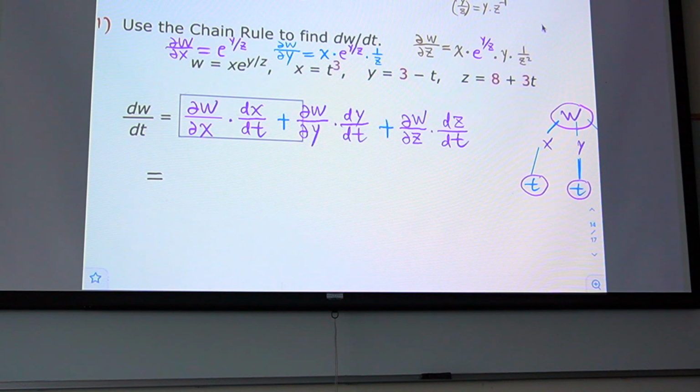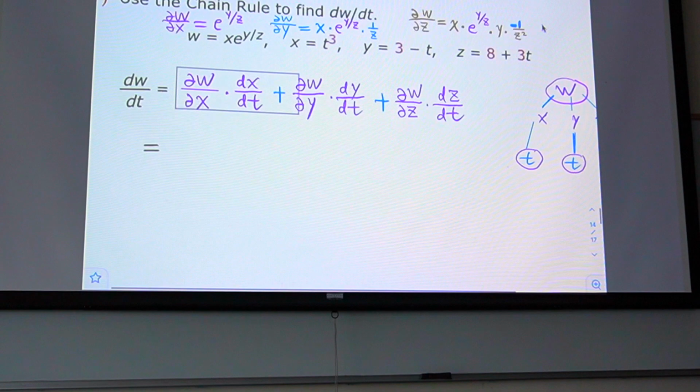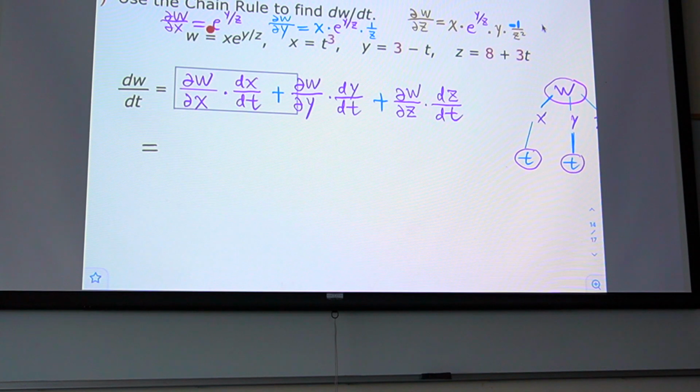Okay, now you just need to substitute. So let's put this back. Okay, so now we have partial w. It's not a negative. Oh, I forgot negative. Good job. It's good to have someone who's watching over, paying attention. That's a negative sign. It's the negative one, right? So it's negative 1 over z squared. Yeah, you got it. Okay, good. Okay, nice. Now we can just substitute, right?